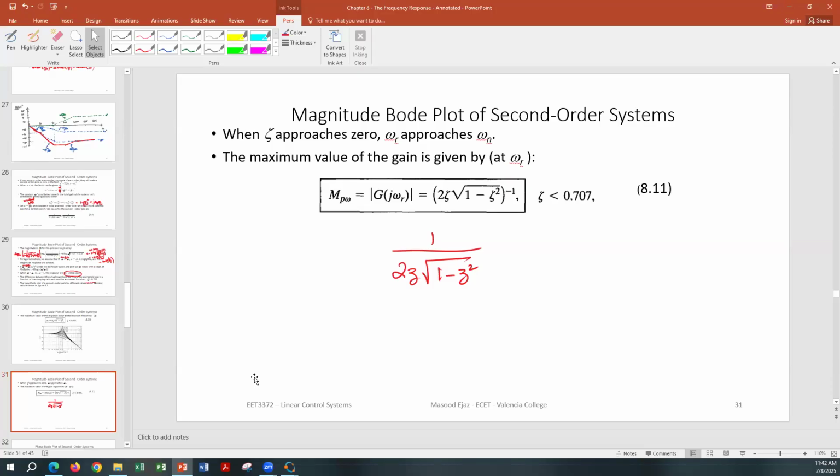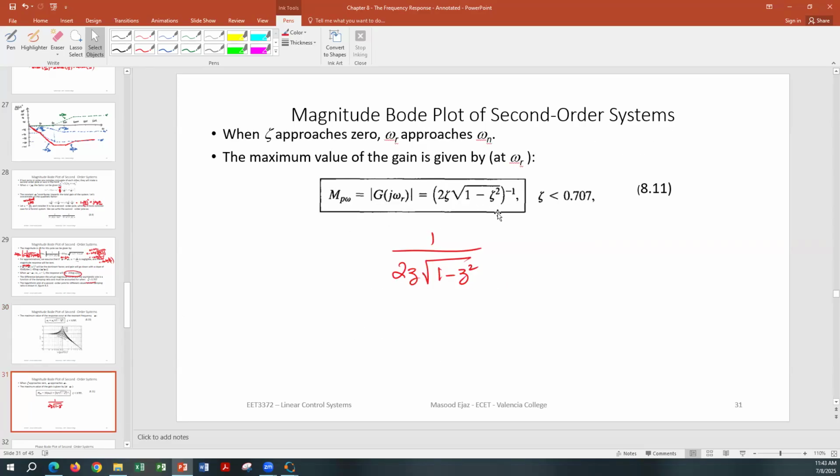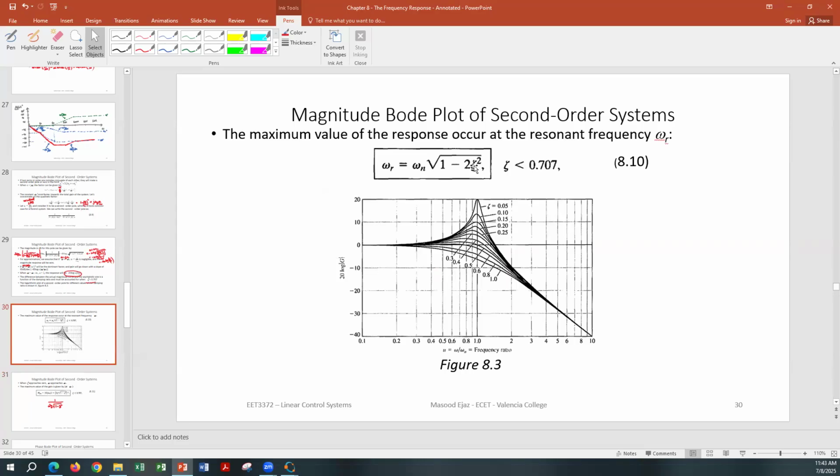Well, zeta has to be less than 0.707 because of this, I think. Because if omega is greater, then here it's going to become a negative frequency. So that's where the value of zeta less than 0.707 is coming from. Now, this is from the book. I'll have to go and check.